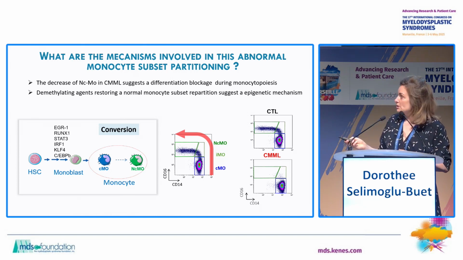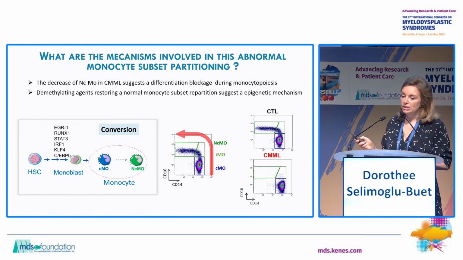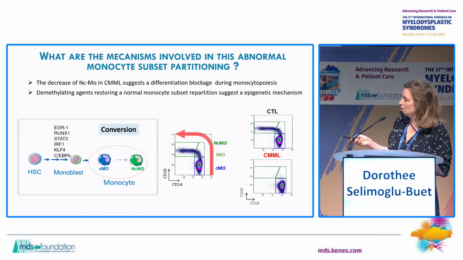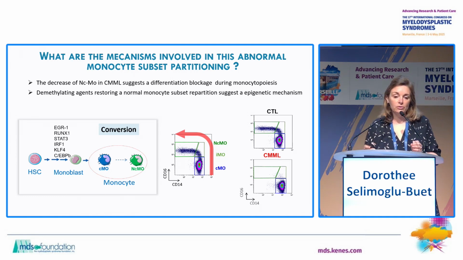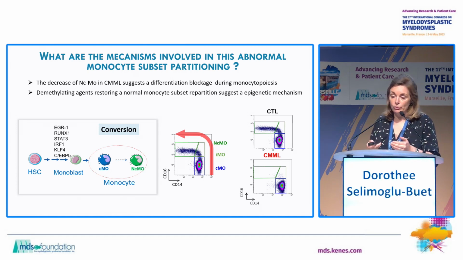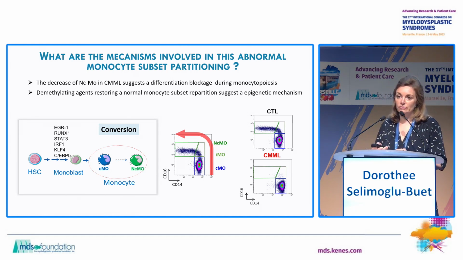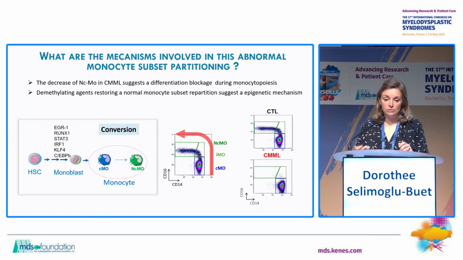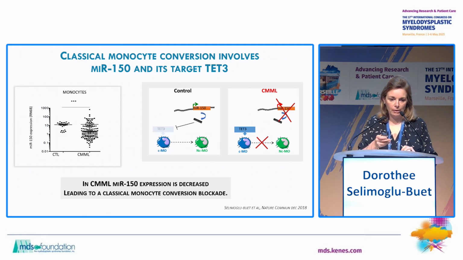For monocytopoiesis, if the first step of this differentiation is well established in the literature with the different transcription factors involved in the different stages, we don't know much about the monocyte subset production, and even their origin is controversial. One of the mechanisms that is proposed to explain the monocyte subset differentiation is named the conversion, and it has been validated in humans. It says that the monocytes derive one from the other, with the classical monocyte giving the intermediate monocyte and then the non-classical monocyte. And so we worked on this mechanism in CMML.